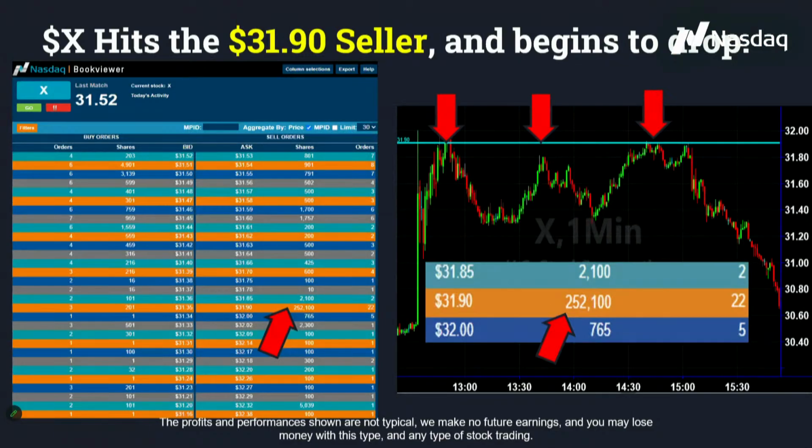Once it hits that 31.90, the sellers begin to drop. And not just once. It hit it twice. It hit it three times. You had three opportunities to get out of it, and sure enough, if you didn't get out at that price, it came right back down to 30.80. That's how you convert a winner into a loser.